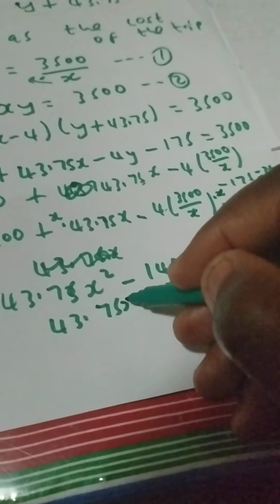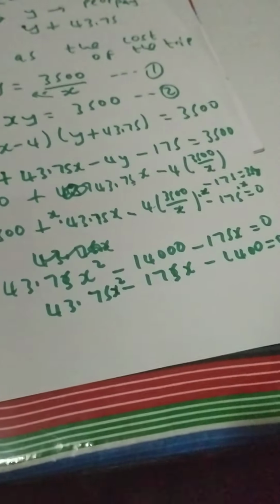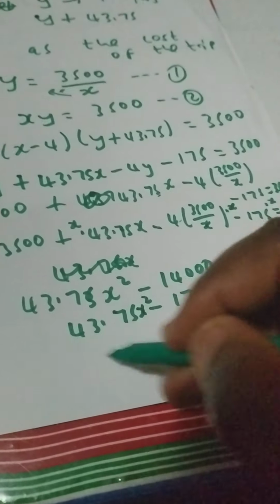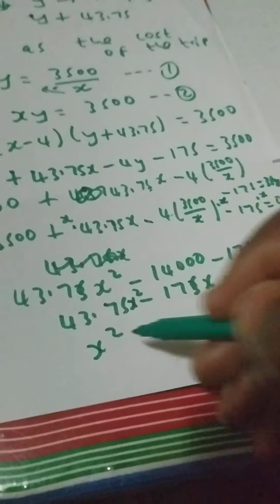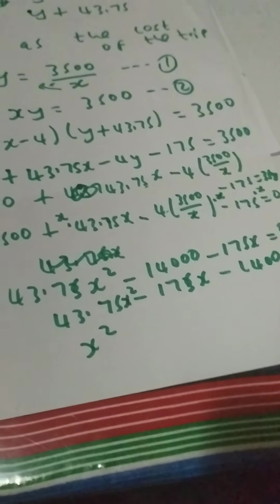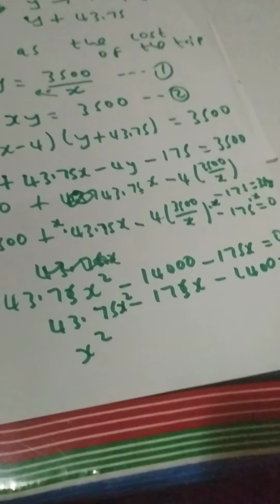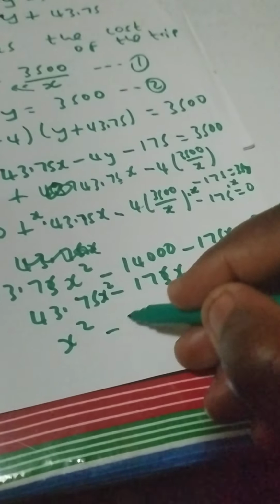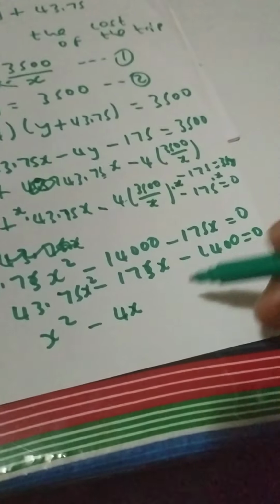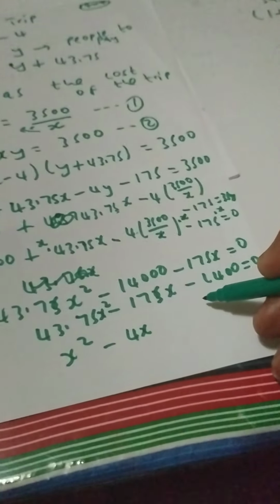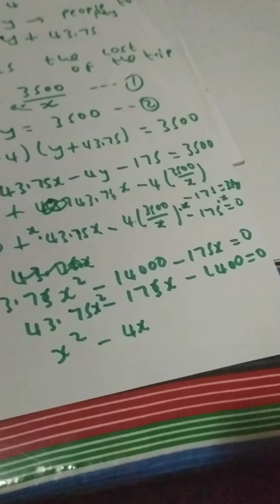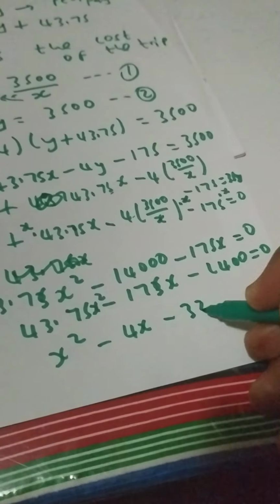Remember, it's x squared here. Or you can divide everything by that to give it as a number. So let's divide this by that. That will give us x squared, 175 divided by 43.75, okay, it's giving us a number. I didn't expect that one. Minus 4x. That will be close to 4x. And then minus 14,000 divided by 43.75, so around 320. Oh, okay.